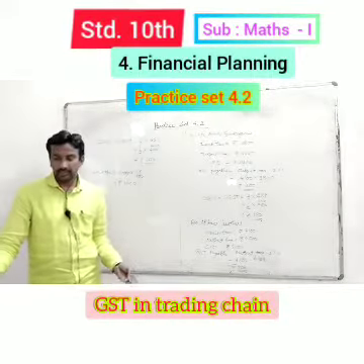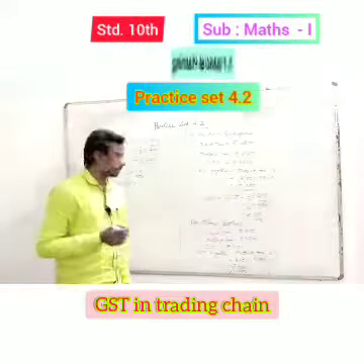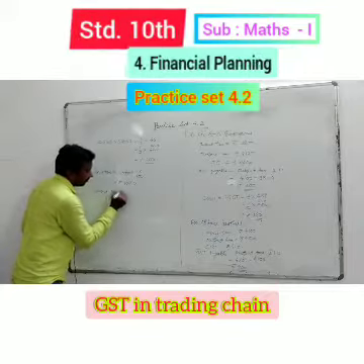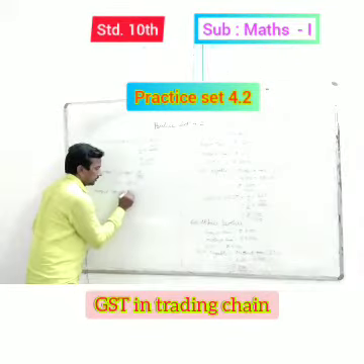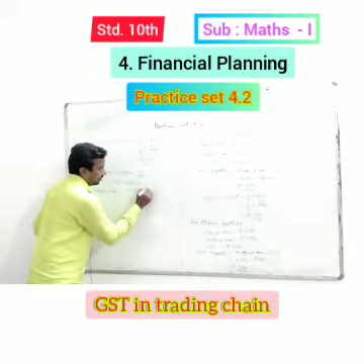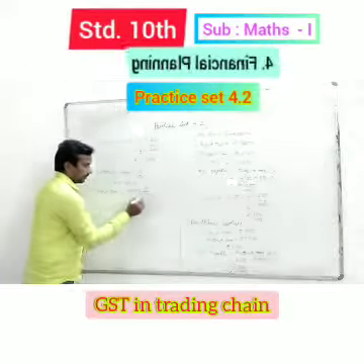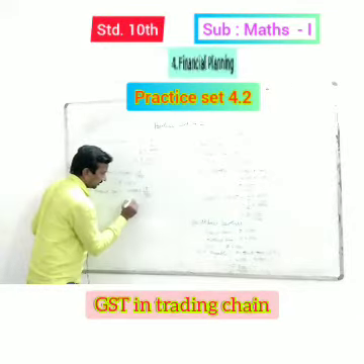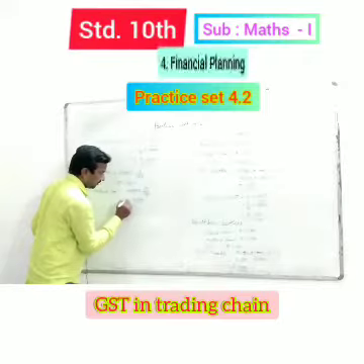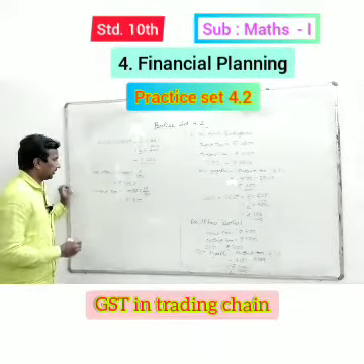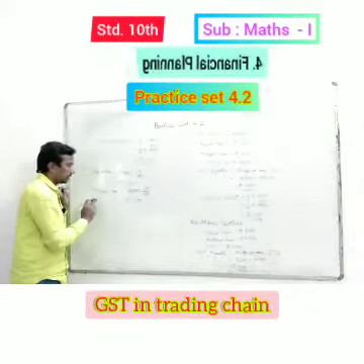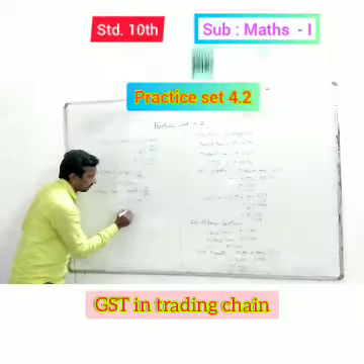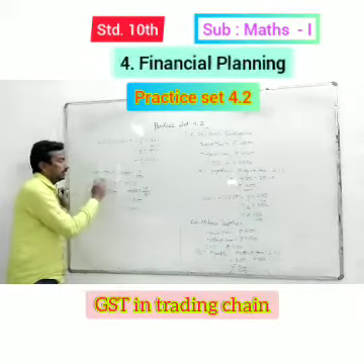Now, output tax is 18% of rupees 10,000. Output tax, 18% of 10,000. Two zeros cancel, two zeros cancel, means rupees 18 ones are 18, 1,800. Now in this case, input tax is 1080, output tax is 1800. Therefore, input tax credit is rupees 1080.